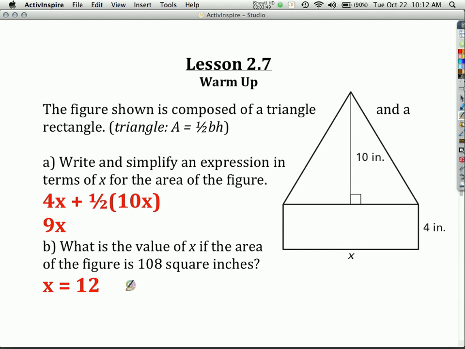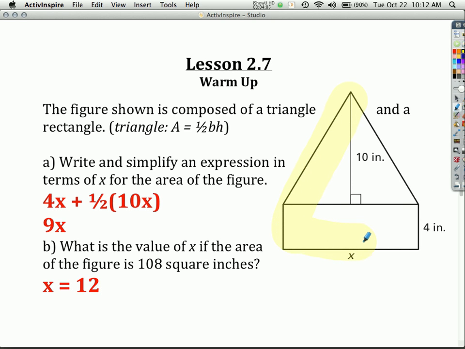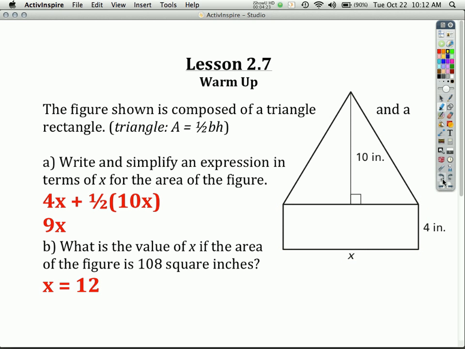So this was not easy in any way. But you were supposed to have been introduced to the concept of a complex figure. And what you're looking at here is a complex figure. A complex figure is a shape made up of more than one regular figures. So, how do you work with it? One way to work with it is to separate it into its recognizable shapes.